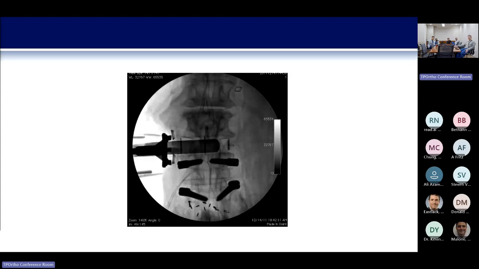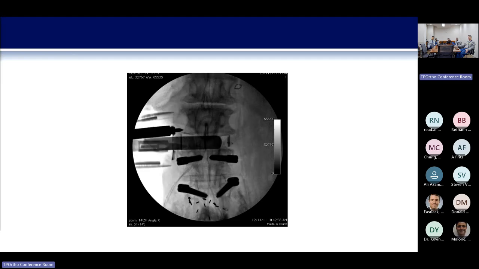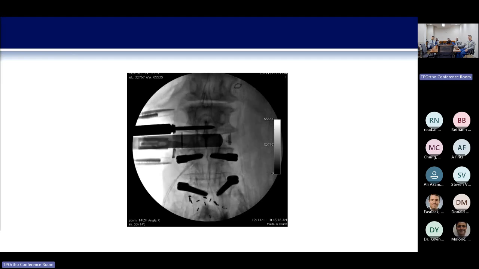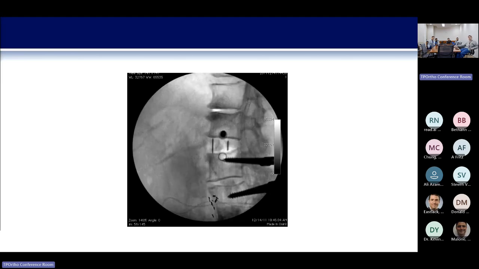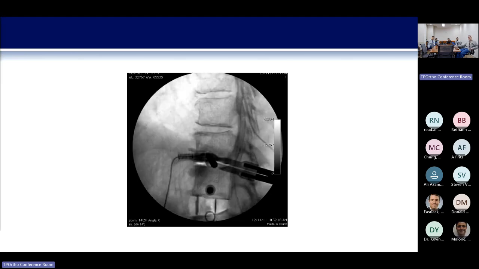And these have little ways of securing the implant to the body, so you put a screw in. So that's what it looks like. And then we did one more level.